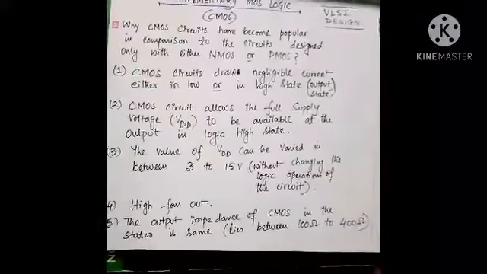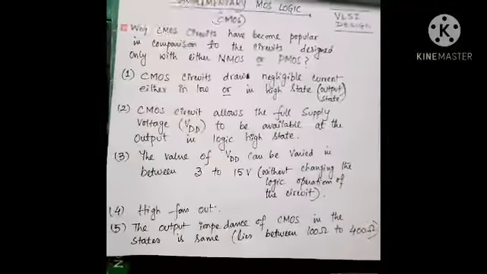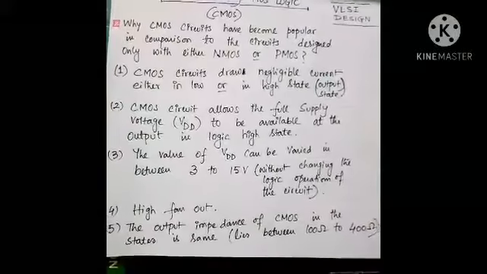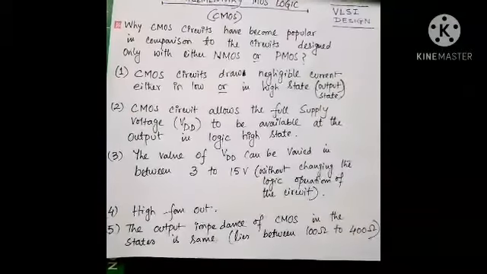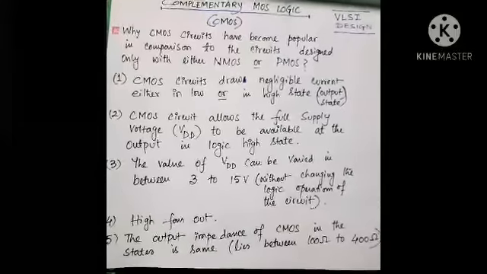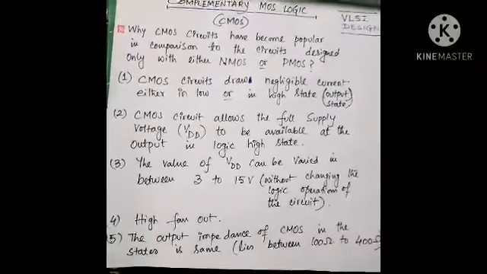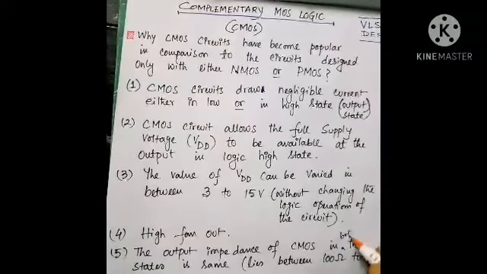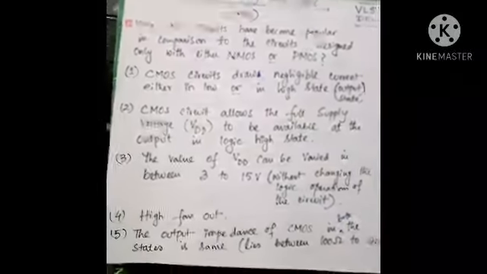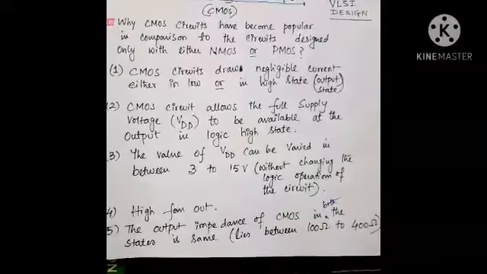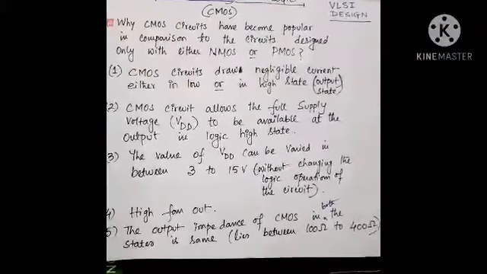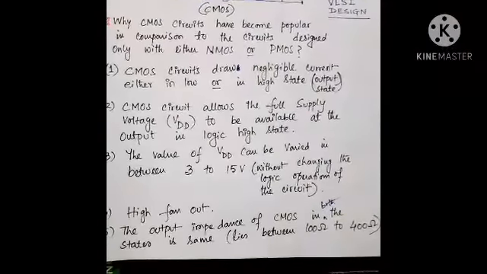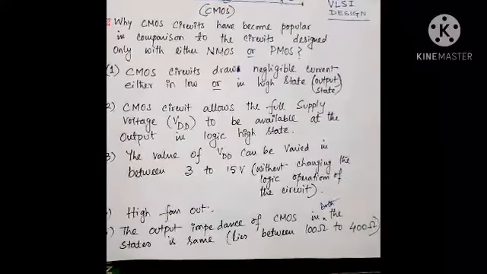Next, let us come to the number 5 point. Fifth point, that is the output impedance of CMOS in both the states, that is both the high and the low states, is the same, and the output impedance lies between 100 ohm to 400 ohm.